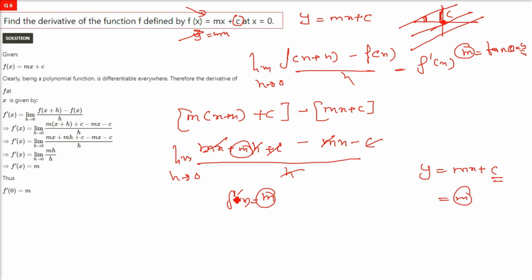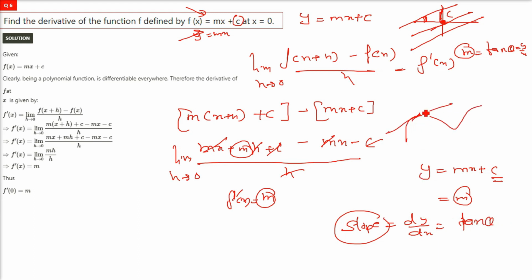So at x equal to 0, it will remain as m. Why? Because there is no x. Because slope is dy by dx, which is m, which is tan theta, which is, you can say in a nutshell, the crux or the theory of differentiation. If you understand this concept, everything will be clear to you. x equal to 0 doesn't matter because there is no x here. It is a constant. At any point, x equal to whatever, it doesn't matter, because it will be m. Because slope doesn't change.